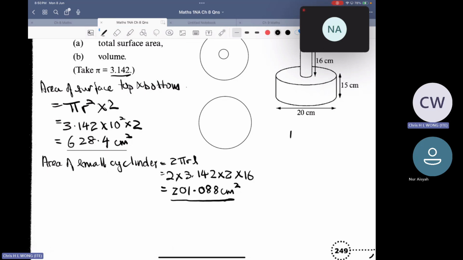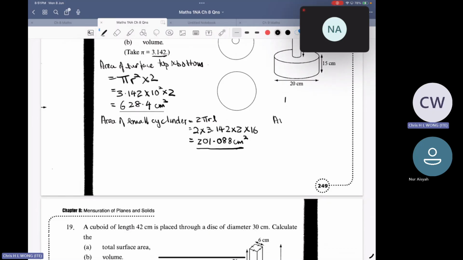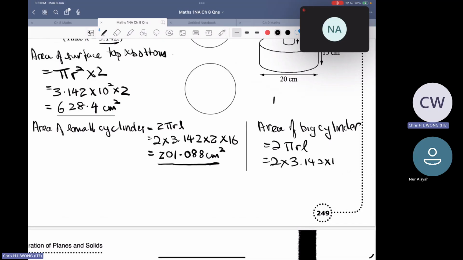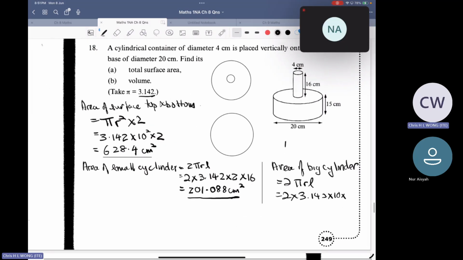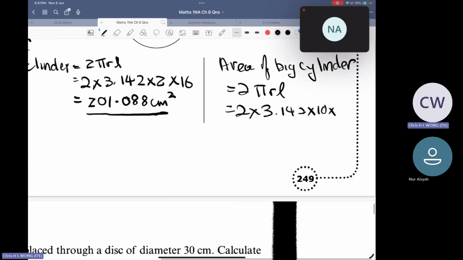Area of the big cylinder, I put it here. Area of big cylinder equals 2 pi r L. 2 times 3.142. What is the r? 10. What is L? Very good, L is 15, very clear, right? 10, 15.